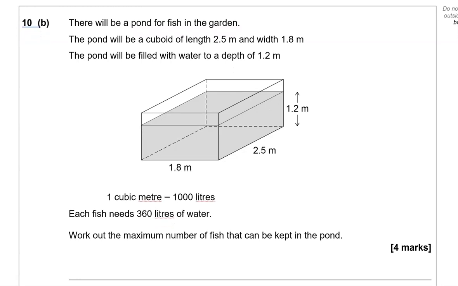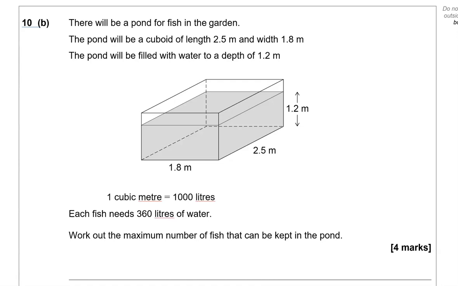There will be a pond for fish in the garden. The pond will be a cuboid of length 2.5 meters and width 1.8 meters. The pond will be filled with water to a depth of 1.2 meters. 1 cubic meter is equal to 1,000 liters. Each fish needs 360 liters of water. Work out the maximum number of fish that can be kept in the pond.